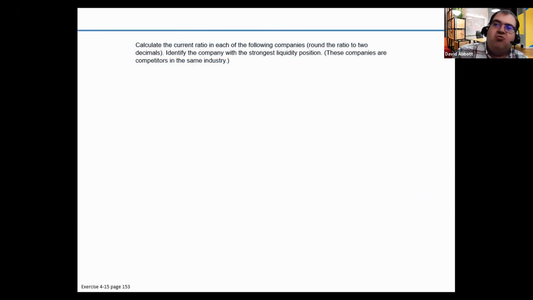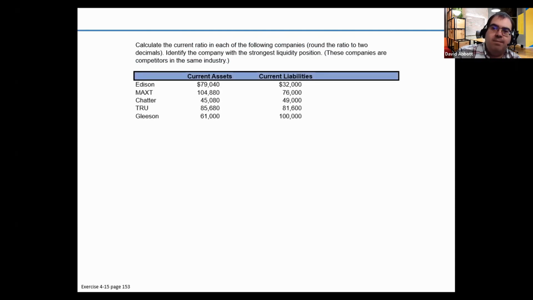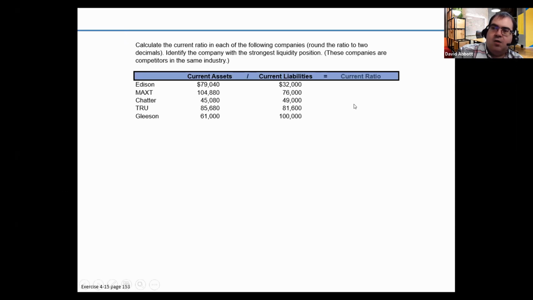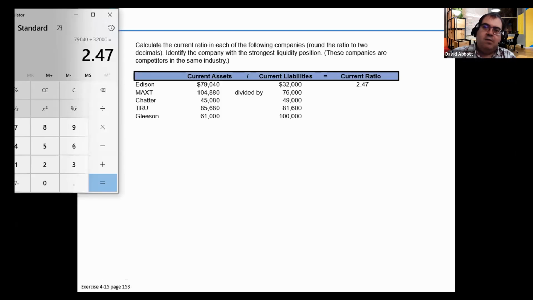Figuring out the current ratio: we're going to calculate the current ratio for each of the following companies. We'll round the ratio to 2 decimal places. Identify the company that has the strongest liquidity position. These companies are all competitors in the same industry. Let's look at Edison. They had current assets of 70,040. Divide that by 32,000. So they had a current ratio of 2.47. Let's look at the next one here. MAXT.